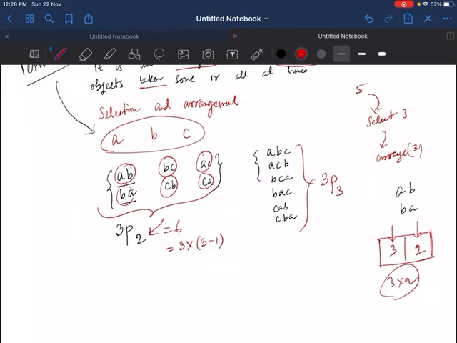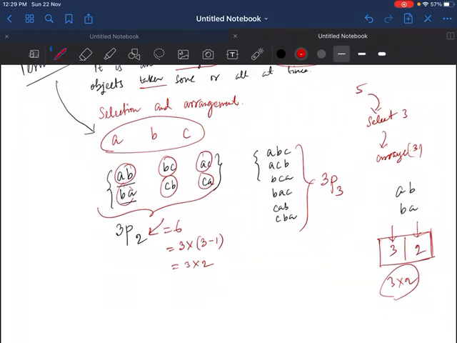Now 6, I can write it as what? 3 into 3 minus 1. Why am I writing this one? I will tell you the reason for writing this. So 3 into 3 minus 1 gives us 3 into 2, so that gives us 6.